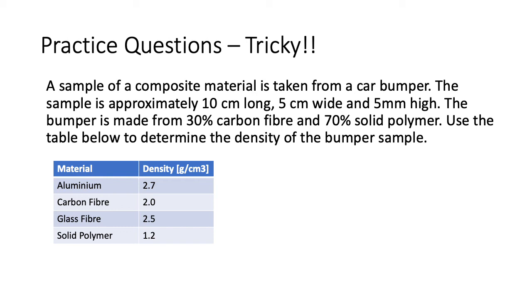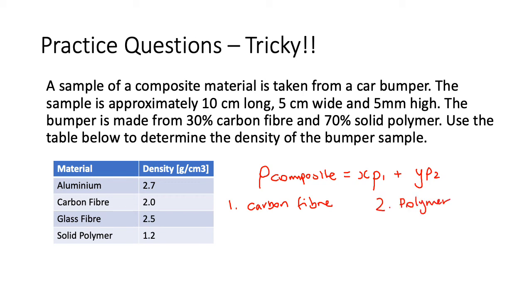We know from the equations at the start that to work out the density of a composite material, we need to know the proportions of the two materials that it's made from. So we're going to call one material density 1 and the other material will have a density 2. We're going to call material 1 our carbon fibre, and material 2 will be our polymer. We know that the carbon fibre has a proportion of 30% and our polymer has a proportion of 70%.